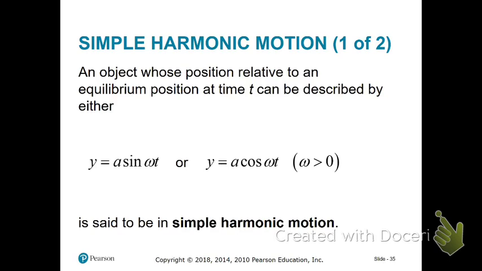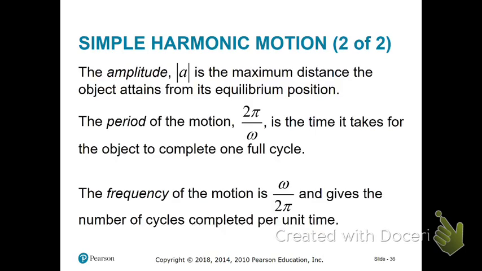The difference is instead of x, they put a t, and instead of b, they're using omega. Otherwise, it's exactly the same. So our amplitude is still the absolute value of a. Our period is 2 pi over omega, because remember that's in the place of b. But the thing that's different is it can have frequency. The frequency is the reciprocal of the period, which means it is omega over 2 pi, and it gives us the number of cycles completed per unit of time.